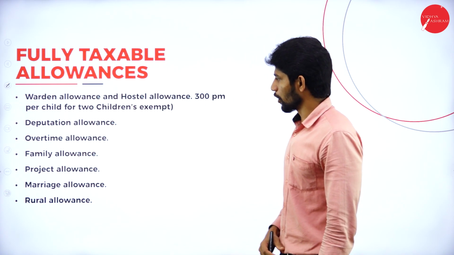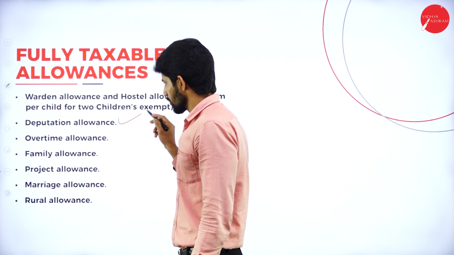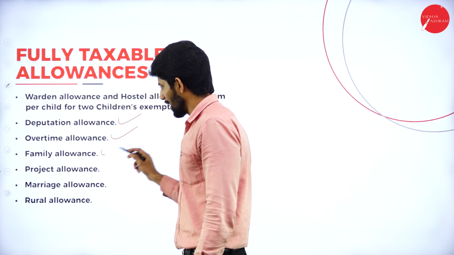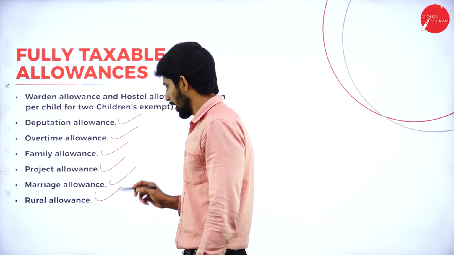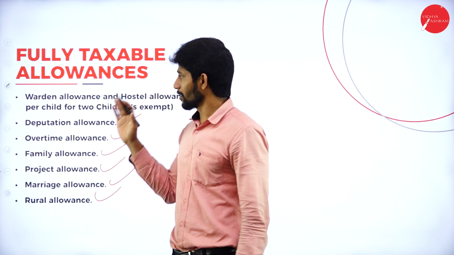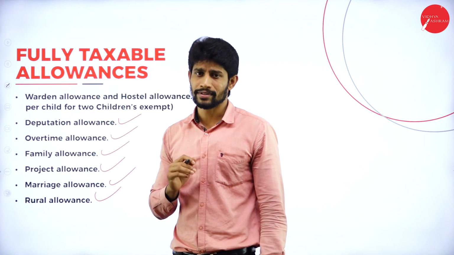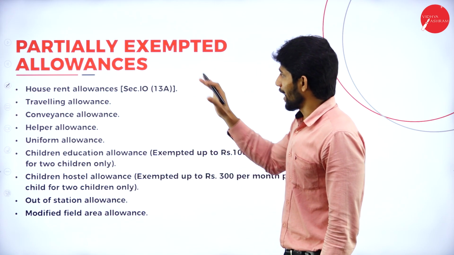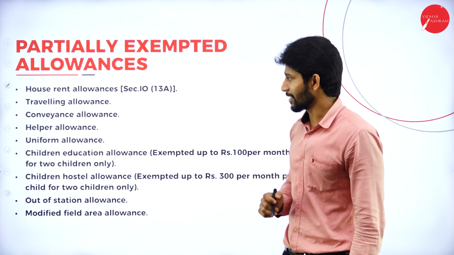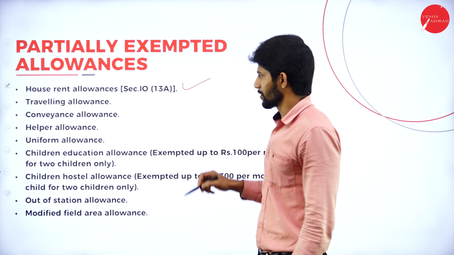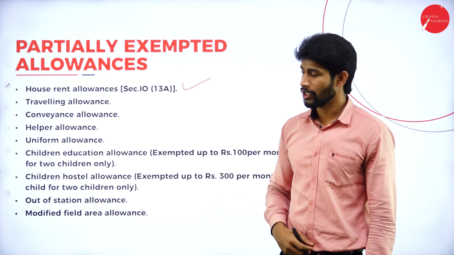Next, warden allowance or hostel allowance. Next, deputation allowance, overtime allowance, family allowance, project allowance, marriage allowance, and rural allowance. These are the fully taxable allowances. Next, partially exempted allowances, that means partially exempted and partially taxable. House rent allowance is partly taxable and partly exempted.